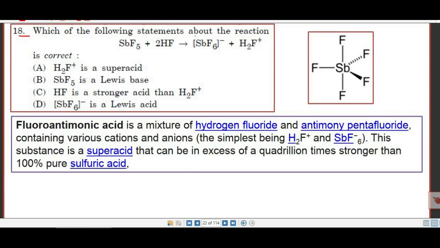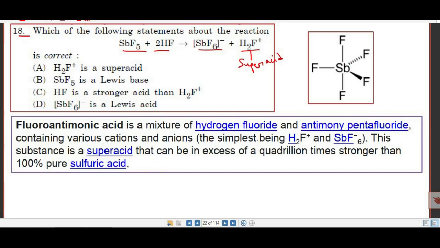Question number 18. Which of the following statements about the reaction is correct? SbF5 reacts with HF, fluoroantimonic acid, to give SbF6 minus and H2F plus. This H2F plus is called a superacid, and this is more acidic. The fluoroantimonic acid is a mixture of hydrogen fluoride and antimony pentafluoride.